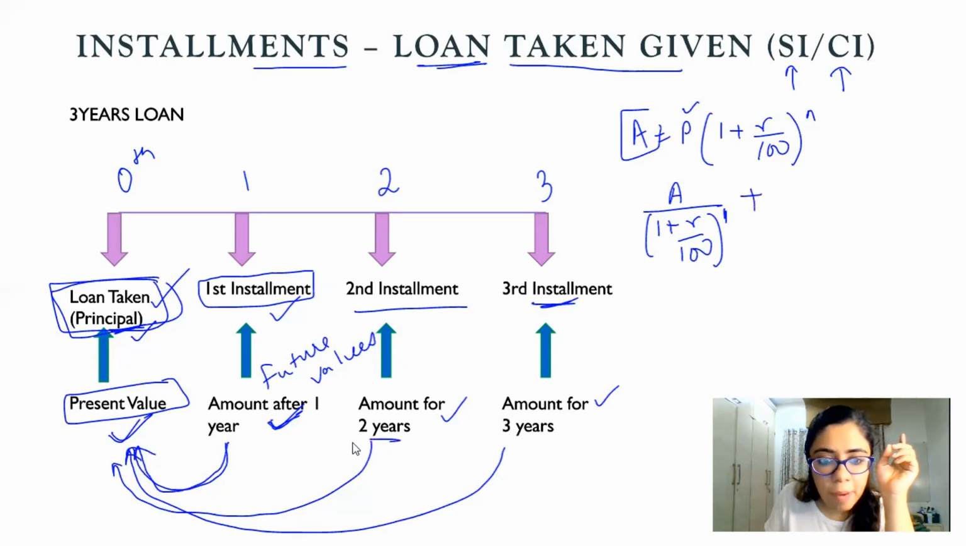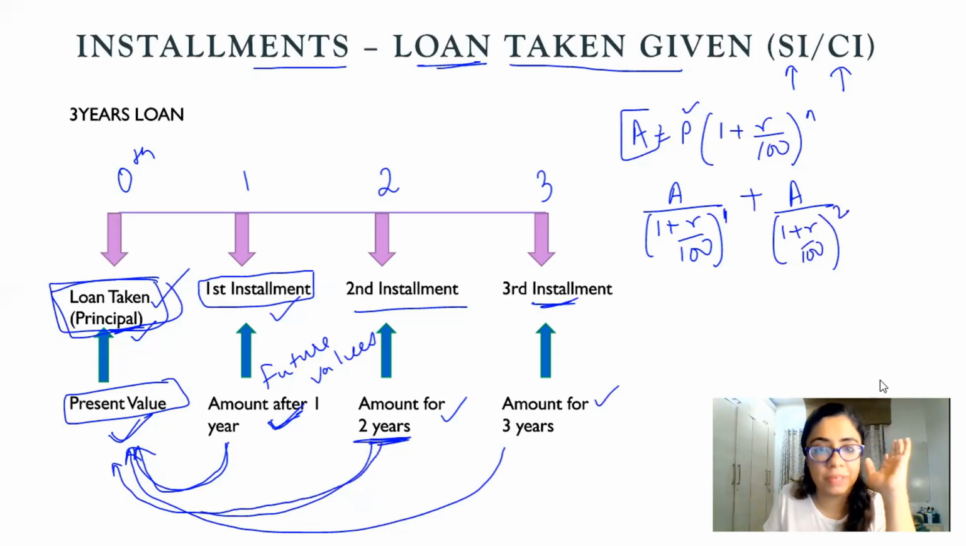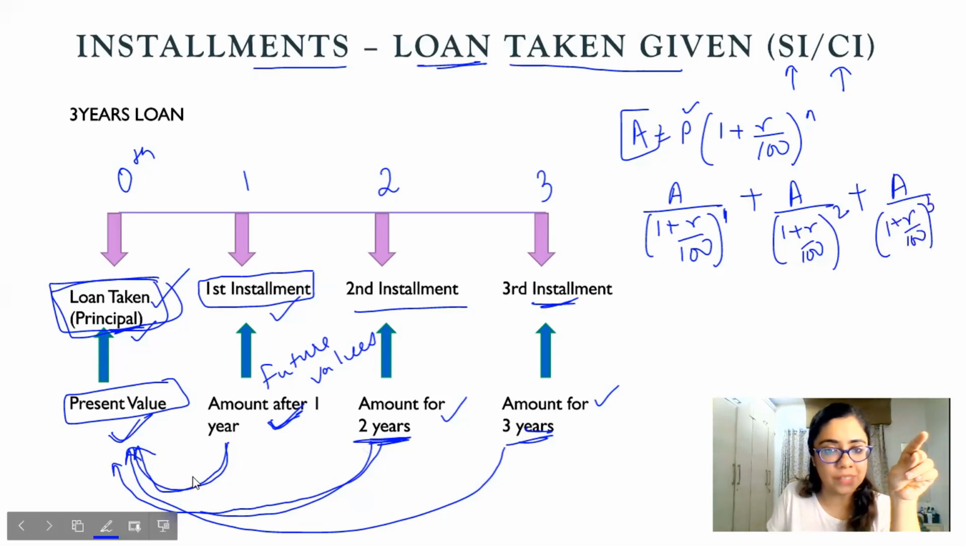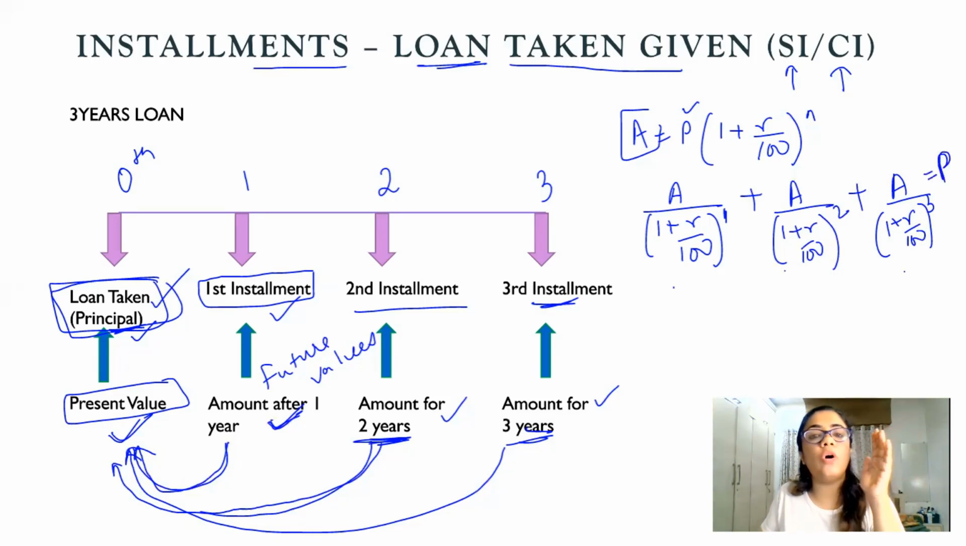Plus this is the amount after 2 years. So you will divide your amount as 1 plus r by 100 for 2 years. So you will get the second part of your principal. Plus this is the amount after 3 years. So you will divide it as 1 plus r by 100 cube. This will give you the third part of your principal. So addition of these will give you the total principal or the total loan taken.